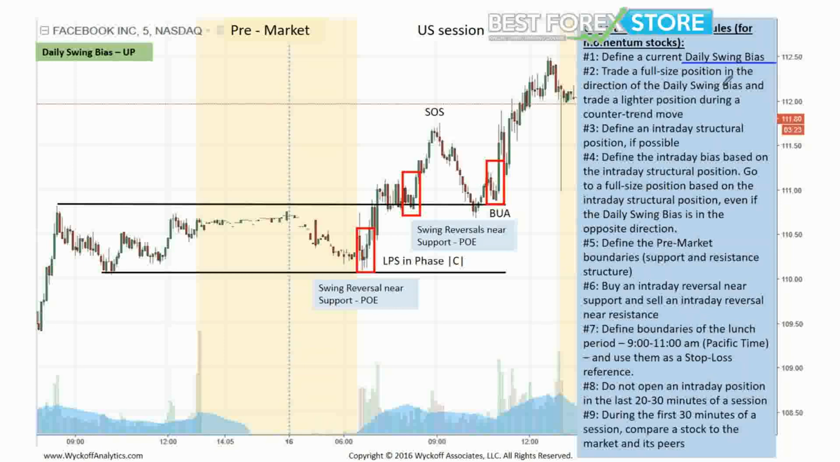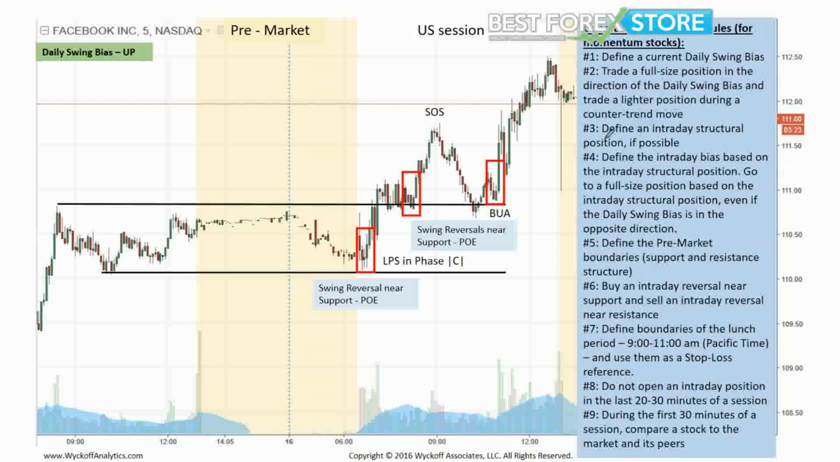Then you always want to trade a full-size position in the direction of that daily bias and trade lighter position during the counter trend move. And that's only if you're relying on the daily swing bias, right? So, and we've talked about what that is, right? So you want to define the swings as they are, and then give more weight to the positions in the direction of that daily swing bias.